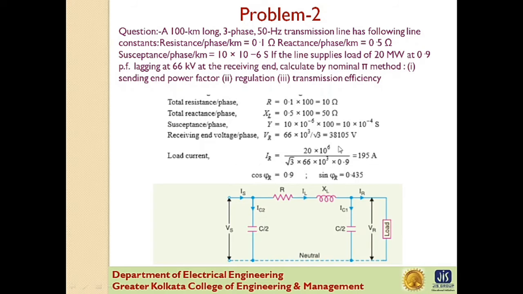Now IR is equal to power by root 3 VR cos phi r. Cos phi r is 0.9, it is given, and VR is 66 kV, so we convert it to volt, and the power is 20 megawatt, so we convert it to watt, so we multiply it by 10 to the power 6, and IR is 195 ampere. Cos phi r is 0.9, so we can calculate sin phi r, that is 0.435.